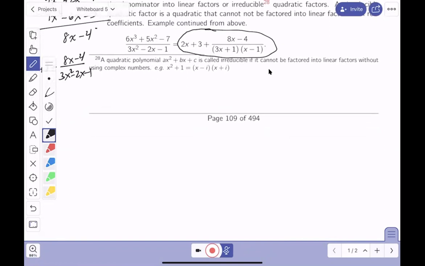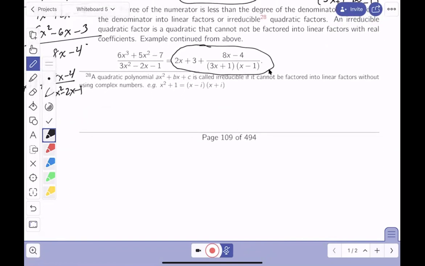Before I do that, though, I want to point out, they say some of these quadratics are not going to be factorable, at least not nicely. Let me read that to you. At the bottom of the page, a quadratic polynomial is called irreducible if it cannot be factored into linear factors without using complex numbers. For example, this one here can be factored, by the way. You learned that in Math 119, but they're complex numbers. We're not going to get anywhere near that. We're not going to write that down as a factorization problem. We're only going to use it if we have real coefficients.